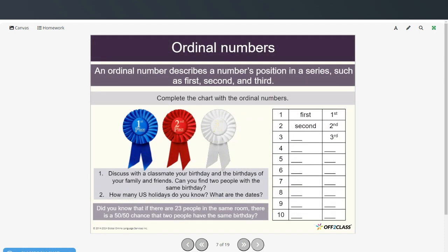Now, an ordinal number describes a number's position in a series, such as first, second, third. So see if you can complete the chart with the ordinal numbers. You can pause the video, try that on your own, and then restart when you're ready to check the answers.